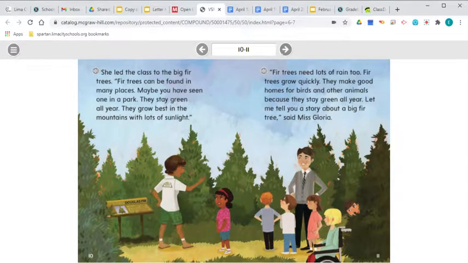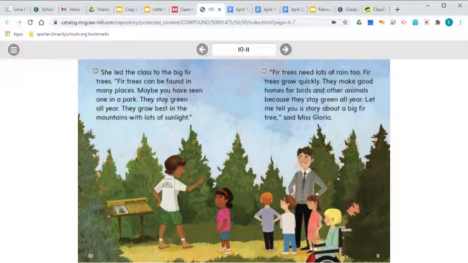She led the class to the big fir trees. Fir trees can be found in many places. Maybe you have seen one in a park. They stay green all year. They grow best in the mountains with lots of sunlight.